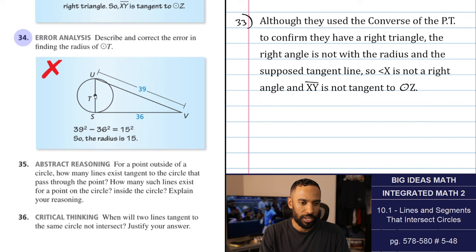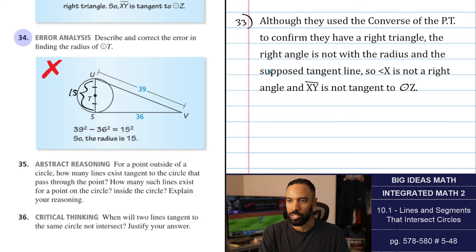Number 11, describe and correct the error in finding the radius of circle T. So the radius is from T to U or T to S. 39 squared minus 36 squared is 15 squared, so the radius is 15. Well, 15 would be this whole thing here. That's the diameter. So the radius should be half that amount because each of these are congruent to each other. So divide those things by 2. So their problem is, I mean, they did some good work.